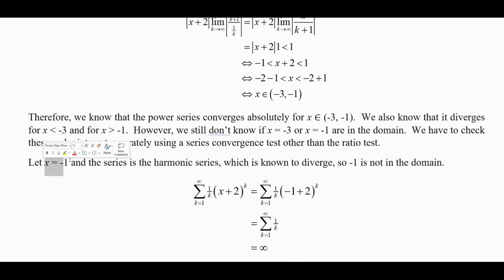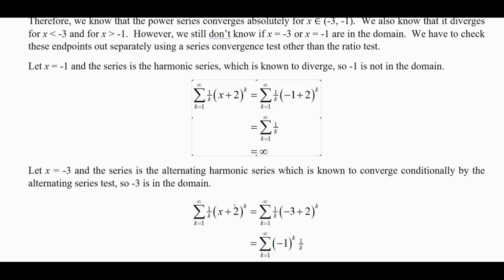We just let x be negative 1, for example, and then we plug in here. We plug in the x right there is negative 1. 2 plus negative 1 is 1. 1 to any power is 1. So we just have the sum of 1 over k, where we're familiar with that one by now. That's the harmonic series, a p series with, I would call it, p is negative 1. That diverges to infinity. So x cannot be negative 1. Negative 1 is not in the domain. We leave that one as a round parenthesis on the right.